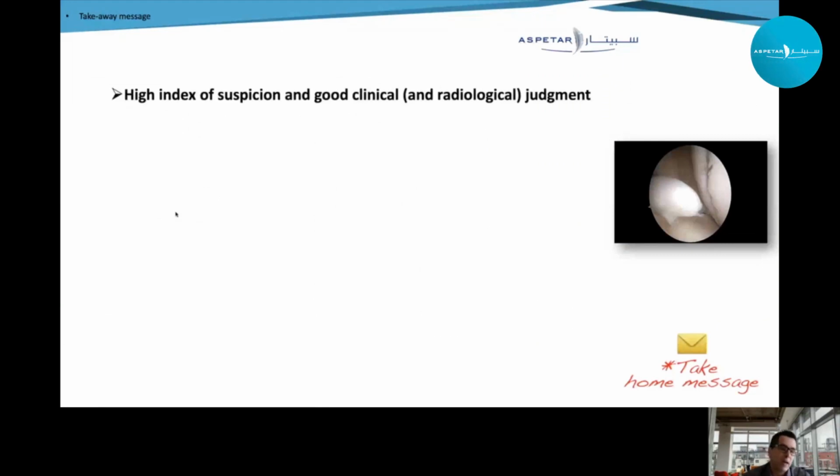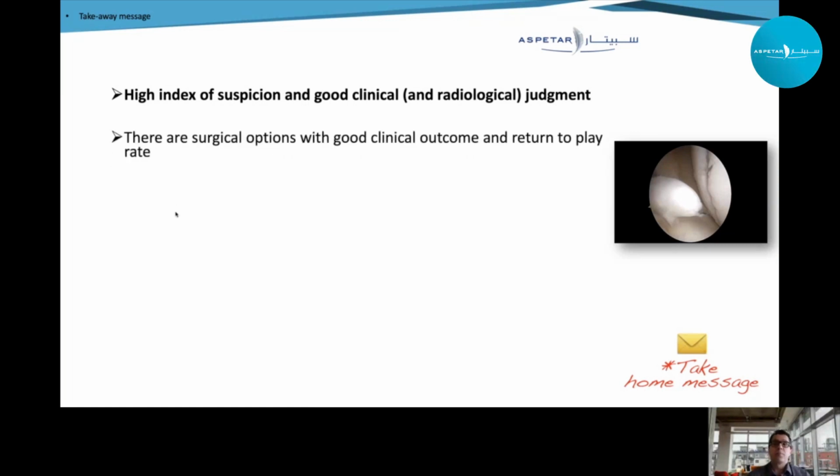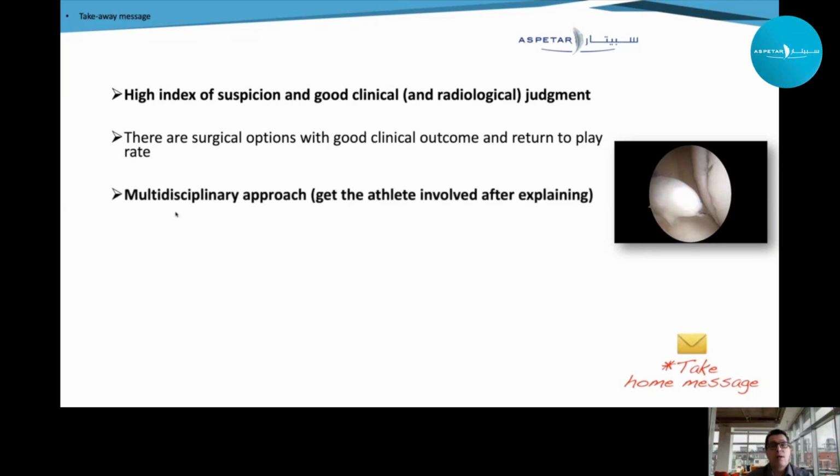So to finalize, I know that it was quite tiring for you, but we definitely need to have a high index of suspicion and good clinical and radiological judgment. And by this, I mean we need to trust the radiologist, but we also need to know ourselves exactly what is going on in terms of radiological appearance. There are some surgical options with good clinical outcome and return to play rates that we need to be aware of. This is definitely a multidisciplinary approach.